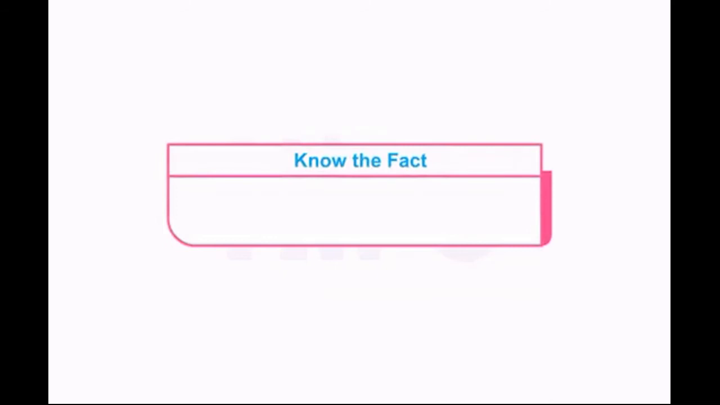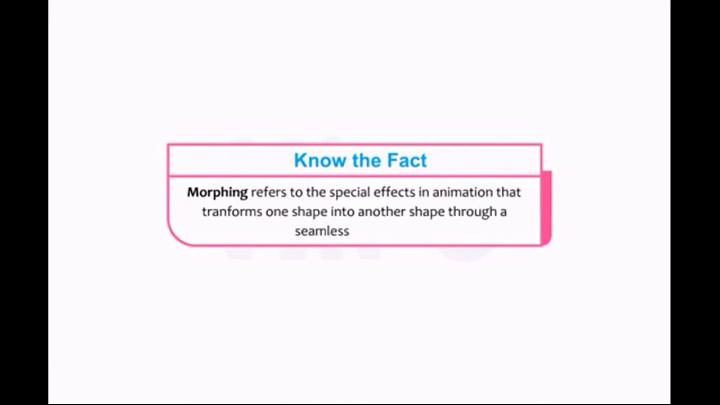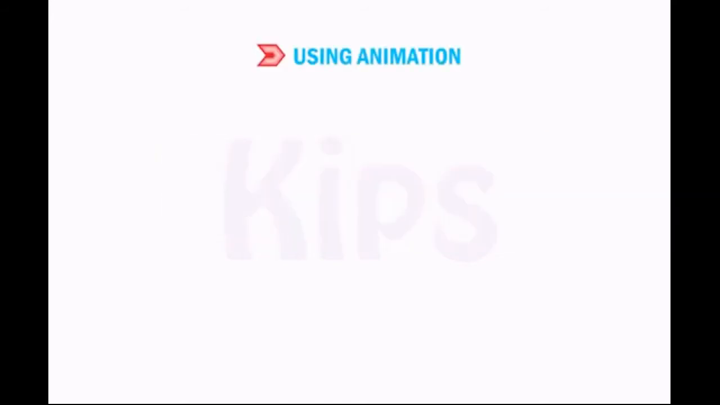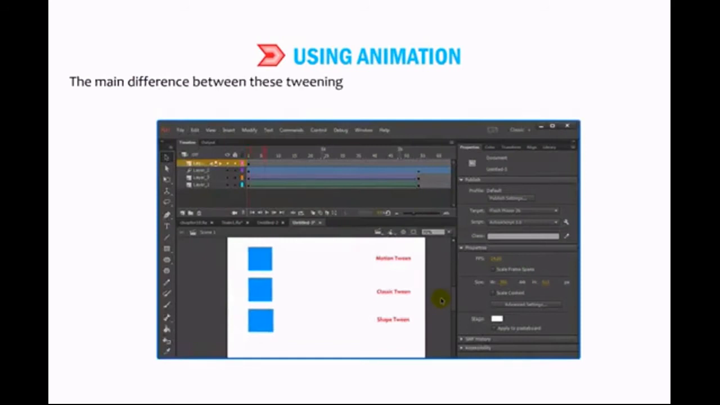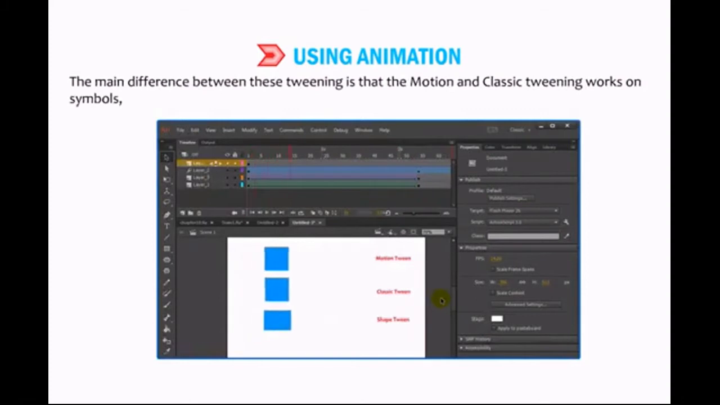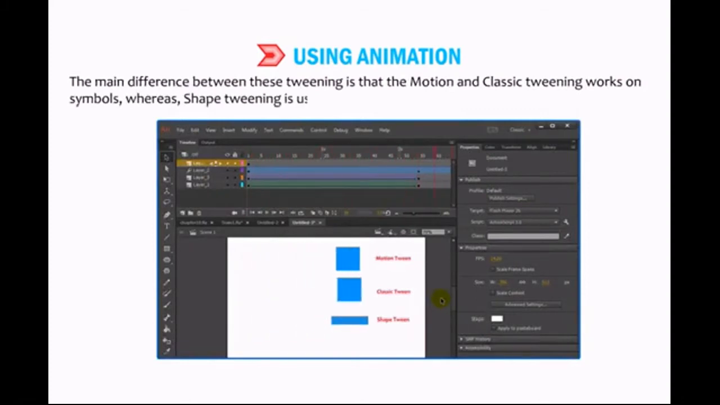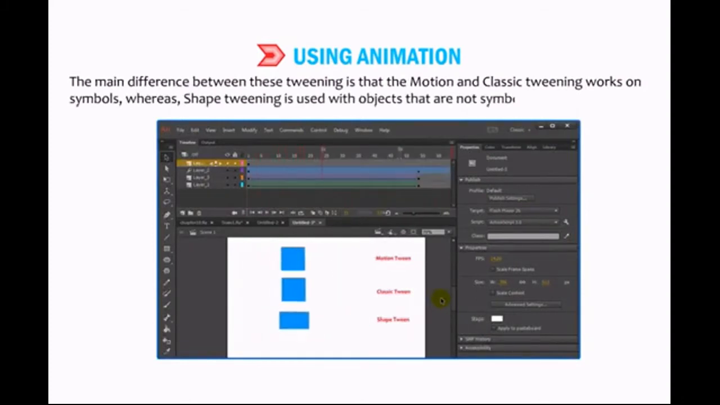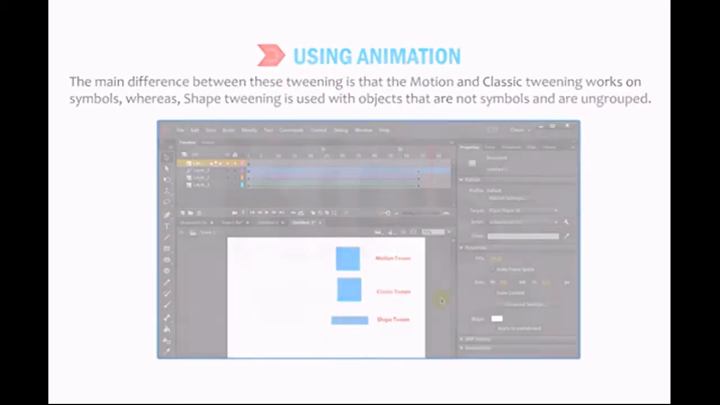Students, please note the fact: morphing refers to the special effects in animation that transforms one shape into another shape through a seamless transition. The main difference between these tweenings is that the motion and classic tweening works on symbols, whereas shape tweening is used with objects that are not symbols and are ungrouped.